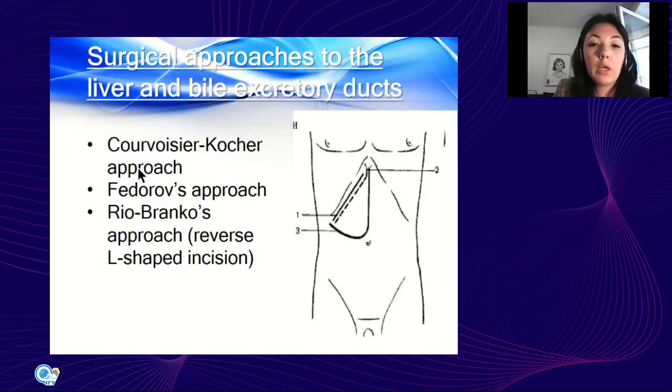So the Courvoisier-Kocher approach, it's here, number 1, you can see, it is just an incision parallel to the costal arch. Furier's approach, number 2: we start from the xiphoid process and move along the midline 3 to 4 centimeters lower, and then after 3 to 4 centimeters we turn and move parallel to the costal arch. Rio Branco approach, it's here, number 3, or in English literature it is named reverse L-shaped incision.